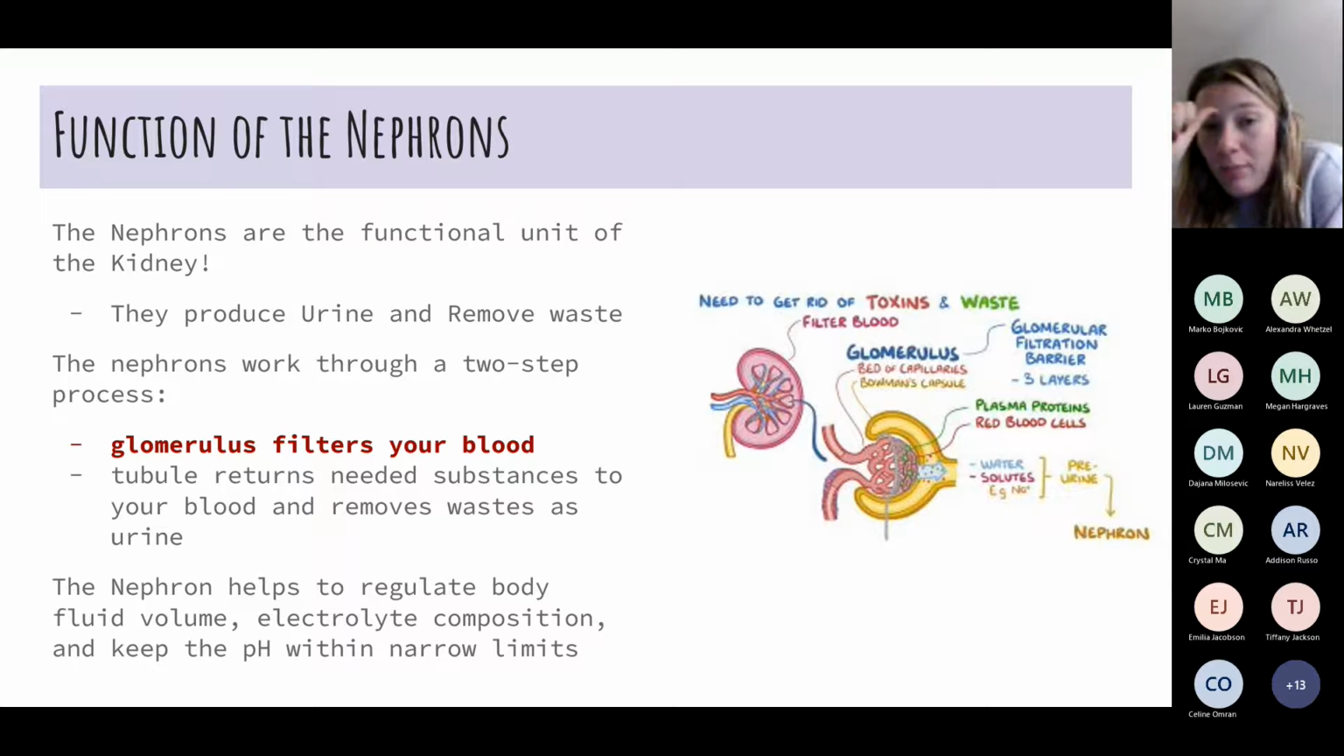So the nephrons have a two-step process. We have our glomerulus, which just filters our blood. That's all it does. It helps take out toxins and allow them to be excreted via our waste. There's also our tubules in our nephrons that help either return needed substances or remove waste. So it's a two-step process. So we talked about all those amazing functions of the kidneys. Well, you can thank the nephrons for that because they're the ones that are actually doing the work. They're putting in the work.